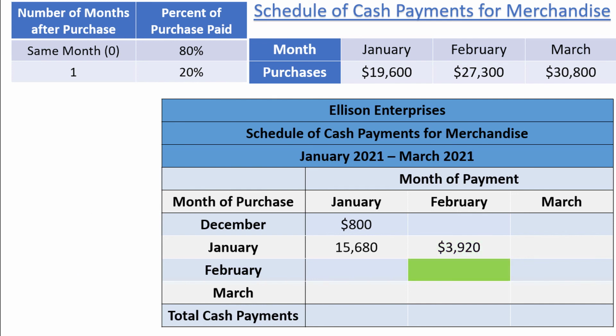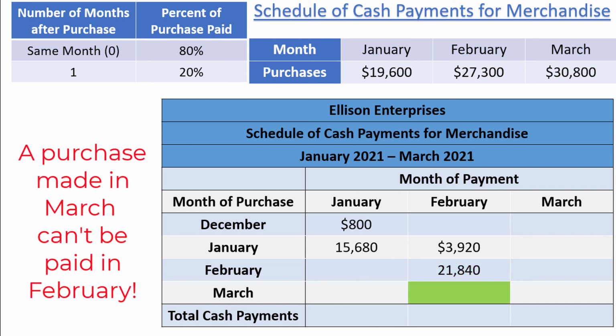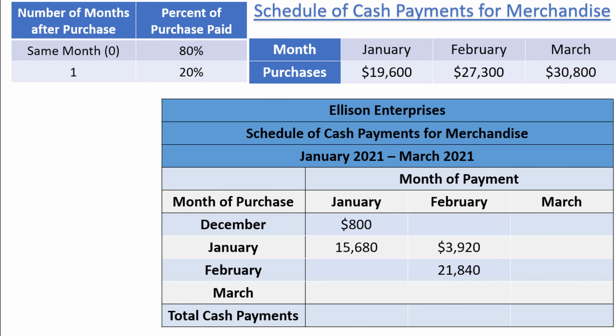February purchases paid for in February will be 80% of the $27,300 of merchandise purchases, which comes to $21,840. None of the March purchases will be paid for in February because, well, again, time travel. I'll give you a moment to see if you can find the payments for March. Pause the video, calculate your answers, and check back to see if you match what I have.